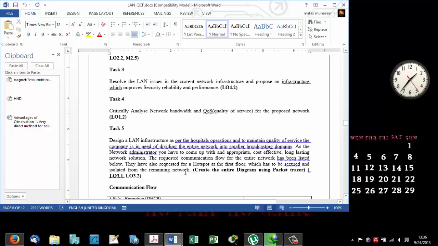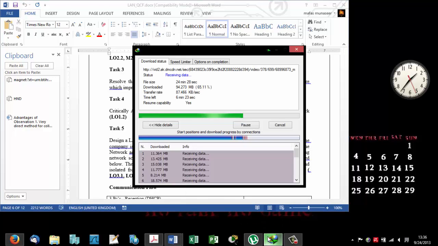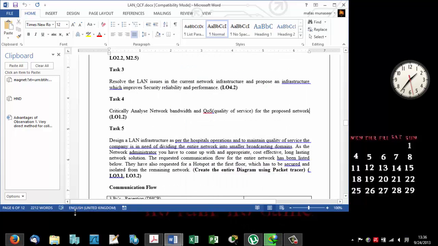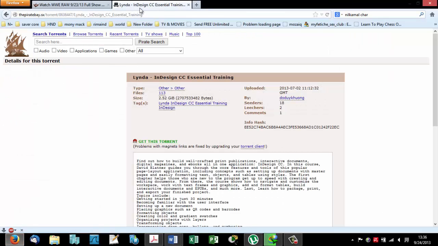The second one, design a lab for the hospital. It's your Visio diagram by default. You can either do it in Visio or else you can simply use a Packet Tracer diagram as well. With technical words you can't exactly show what you are trying to show. So you can use Packet Tracer, you can use Visio design as well.